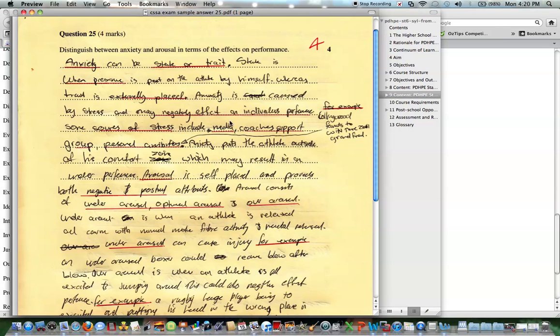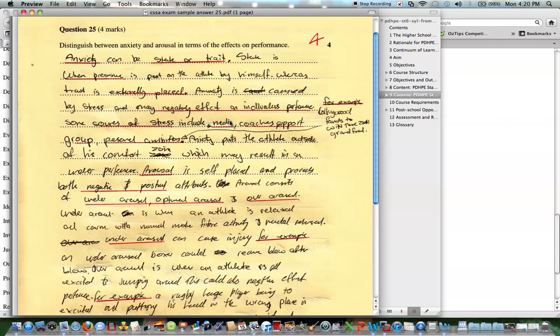Have a look at this answer here. Distinguish between anxiety and arousal in terms of its effects on performance. So, first of all, anxiety can be a state or trait. State is when pressure is put on the athlete by himself, whereas trait is externally placed. Anxiety is caused by stress and may negatively affect an individual's performance, for example. So, again, examples in there to support.